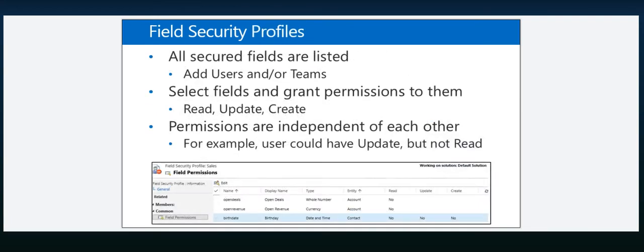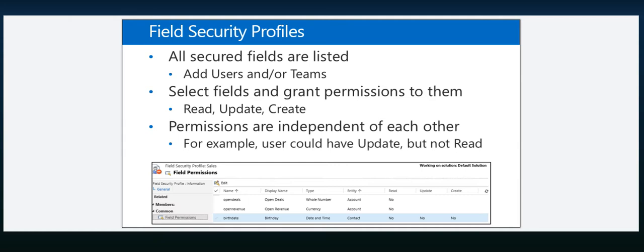So the field security profiles. When you go in and look at those field permissions and the field security profiles, all secure fields are listed. And you can add different users or teams and basically grant them permissions on a per field basis. And there are 3 different permissions to work with that you can allow: read, update, and create. And they're independent of each other.